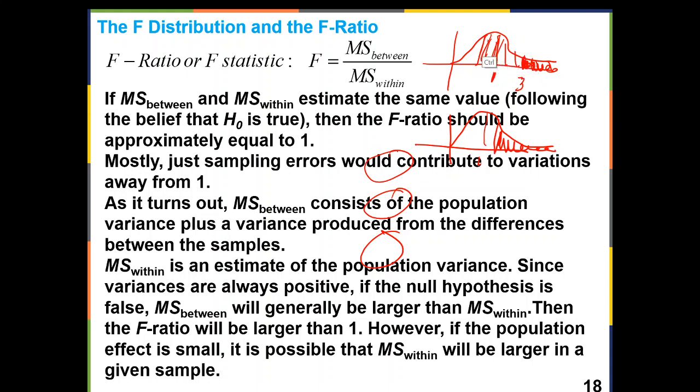Now, if we get numbers less than 1, for sure we fail to reject. If we get numbers greater than 1, depending on how much bigger they are, we either reject or fail to reject.